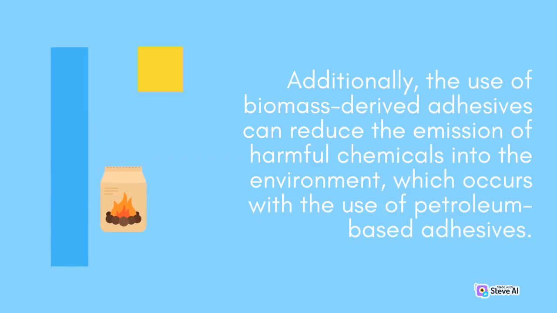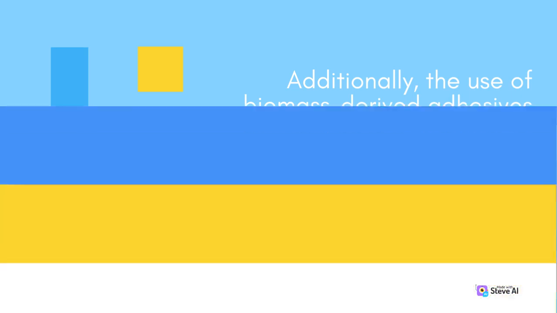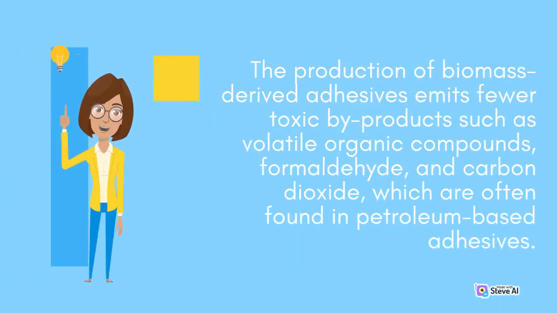Additionally, the use of biomass-derived adhesives can reduce the emission of harmful chemicals into the environment, which occurs with the use of petroleum-based adhesives. The production of biomass-derived adhesives emits fewer toxic byproducts such as volatile organic compounds, formaldehyde, and carbon dioxide, which are often found in petroleum-based adhesives.